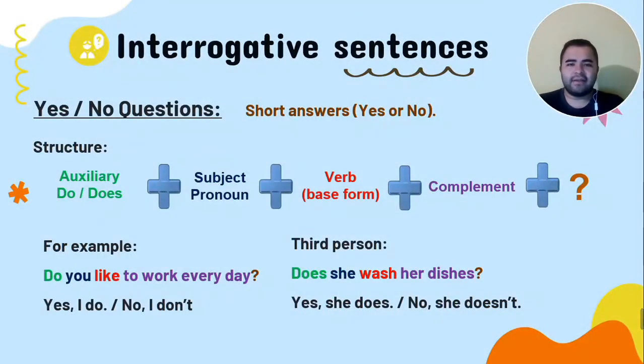And finally, interrogative sentences have two forms. The first one is yes/no questions. Remember, yes/no questions only need short answers like yes or no. And we have to apply this structure. First, the auxiliary do or does, plus subject pronoun, plus the verb in base form because we are using the auxiliary, and finally, the complement and the question mark. For example, do you like to work every day? And the answer has to be short. Yes, I do, or no, I don't. In third person it is the same. Does she wash her dishes? Yes, she does, or no, she doesn't. It's very easy too, but you have to be guided by colors.